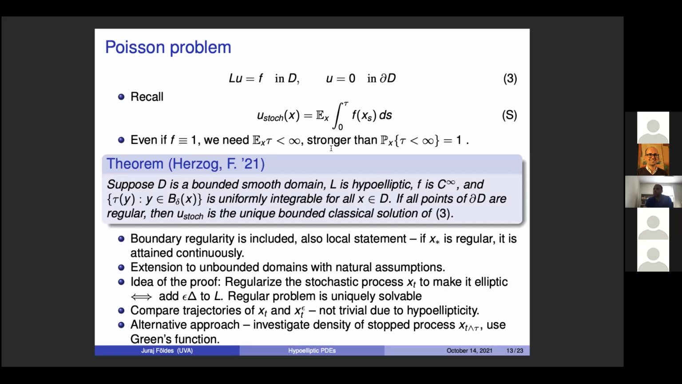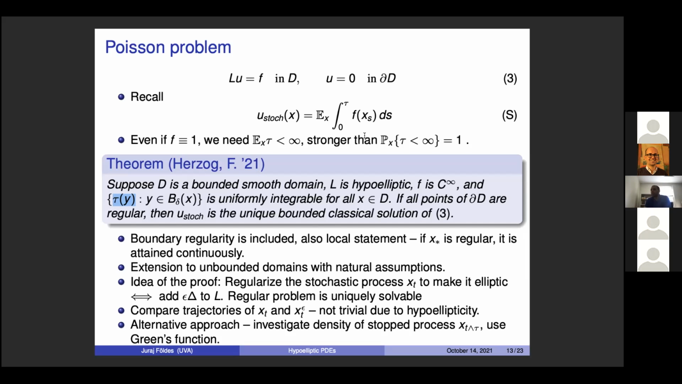All right, so we need this assumption that the expectation of tau should be finite, and we are actually going to assume a little bit more. We are going to assume that if I look at this tau y, where y lives in some small neighborhood of point x, then this whole thing is uniformly integrable. It's not only pointwise integrable, not just that the expectation is finite for every y, but it's somehow uniform. Okay, so it's a little bit technical assumption to allow us to pass to some limit. And again, the statement is that if all the points are regular on the boundary, then this is the unique smooth solution of our Poisson problem. Right?